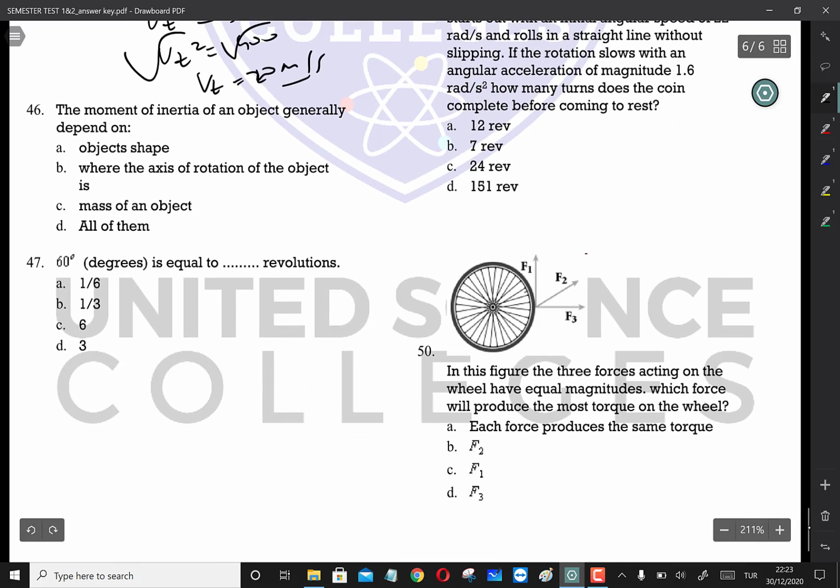The moment of inertia of an object generally depends on object shape, correct. Further, axis of rotation, yes, correct. Mass of the object also correct. All of them are correct.